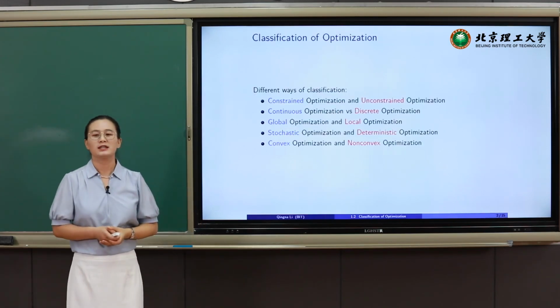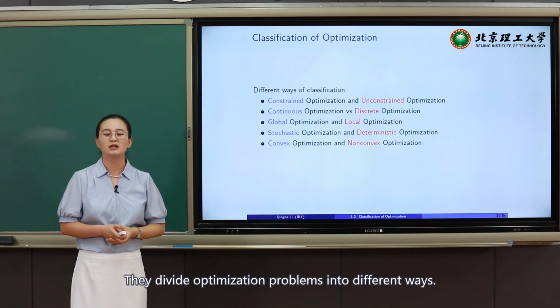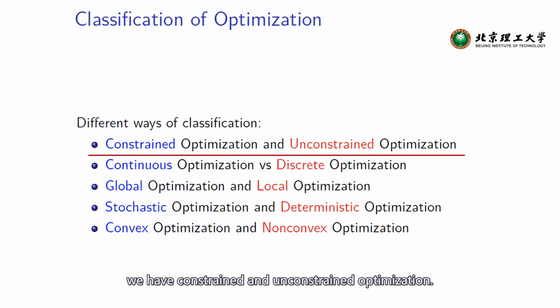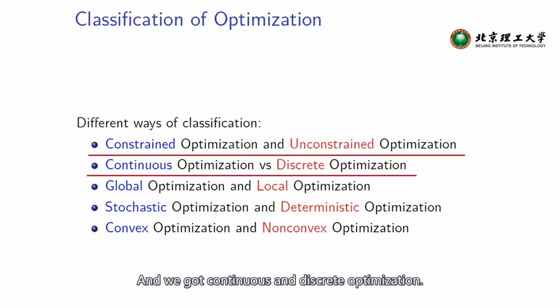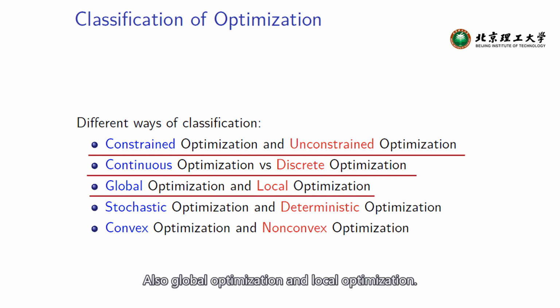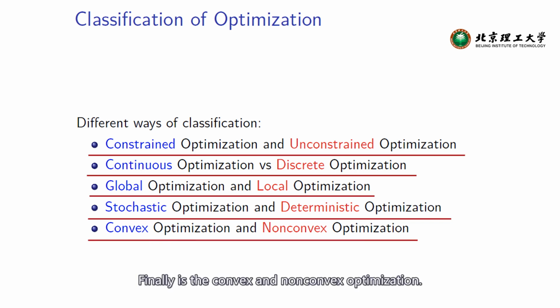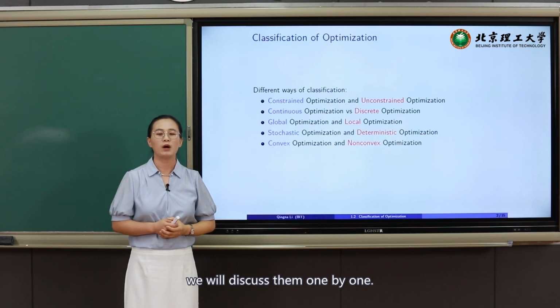Now, actually, there are different kinds of optimization classifications. They divide optimization problems in different ways. For example, we have constrained and unconstrained optimization, and continuous and discrete optimization. Also, global optimization and local optimization, and stochastic optimization and deterministic optimization. Finally, convex and non-convex optimization. In the following, we will discuss them one by one.